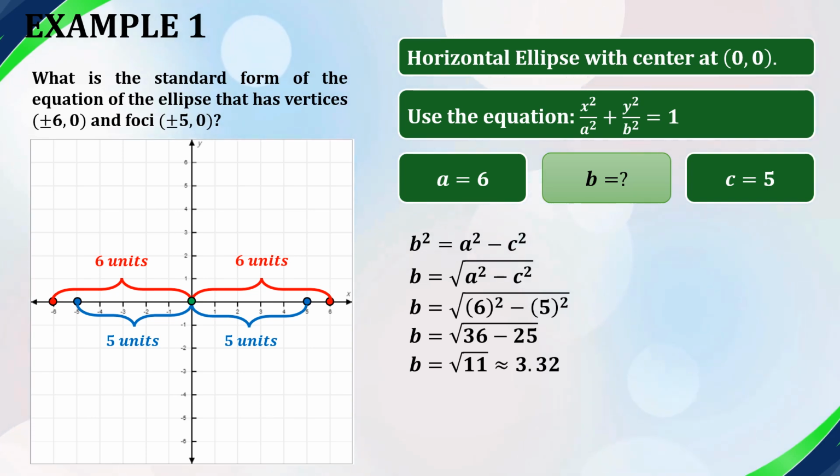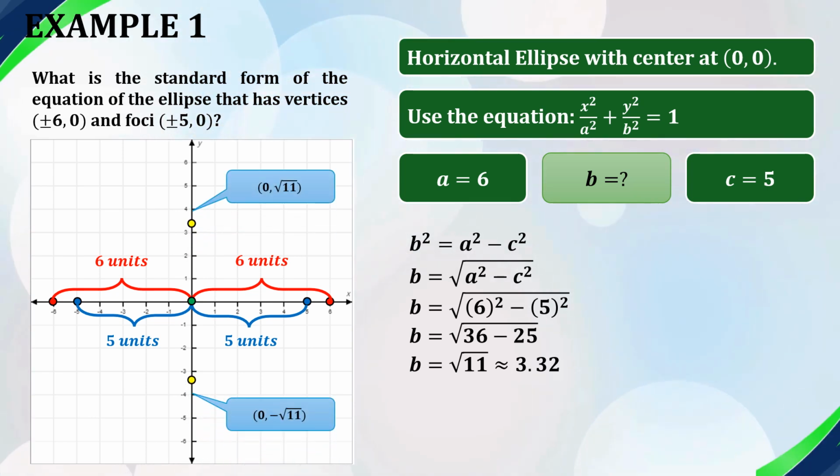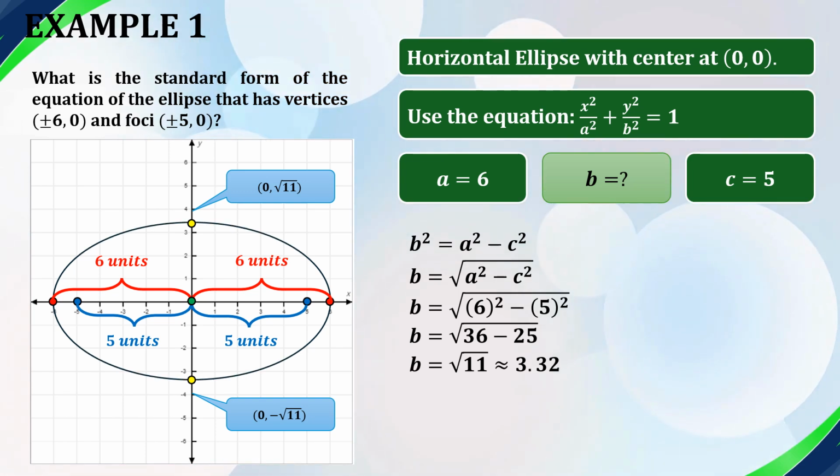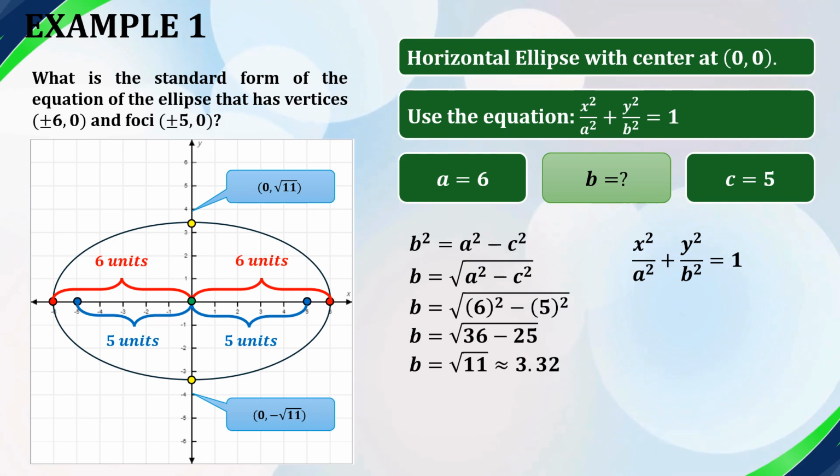Plotting the co-vertices in the Cartesian plane, we have the following points, with coordinates 0 and positive square root of 11, and 0 and negative square root of 11, and the graph of our ellipse looks like this. To determine the equation of the ellipse shown on the left, we substitute the values of a and b in the equation x squared over a squared plus y squared over b squared equals 1.